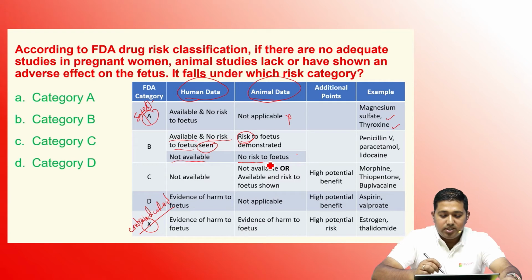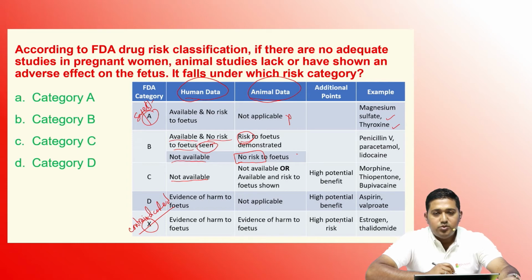Similarly, if you talk about category C, here the human data is not available, and if you talk about the animal data, either it is not available or it is available and it shows risk to the fetus. In both scenarios it has been kept as category C, and the examples would be morphine, thiopentone and bupivacaine. But in this scenario, why do you want to use these drugs then? Because they have a high potential benefit.